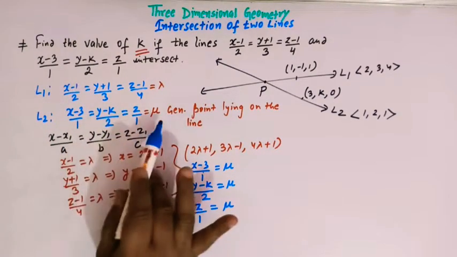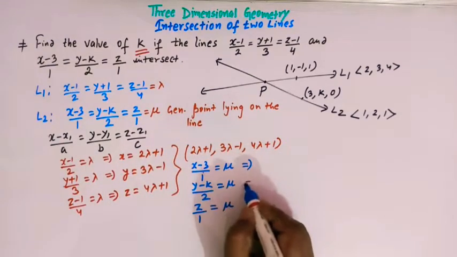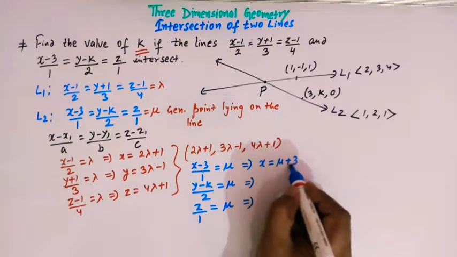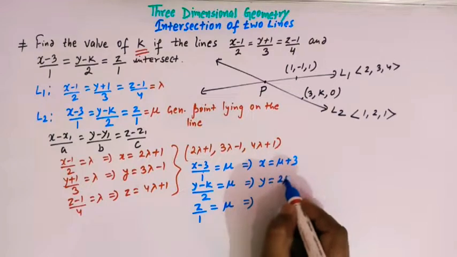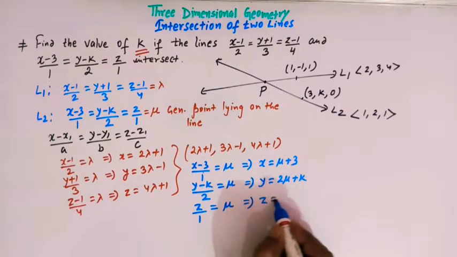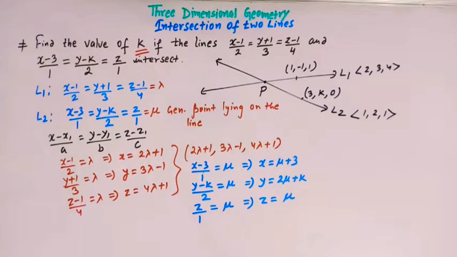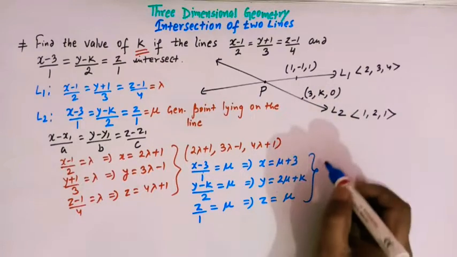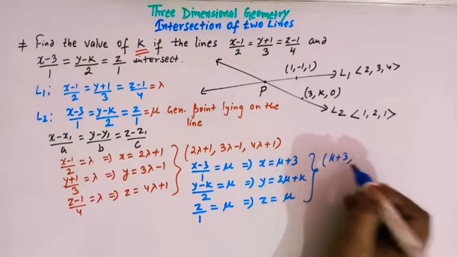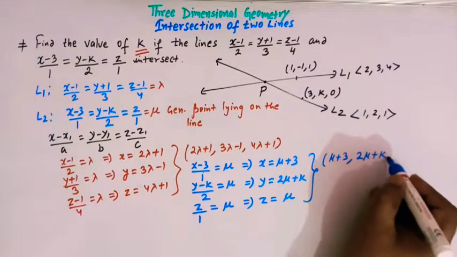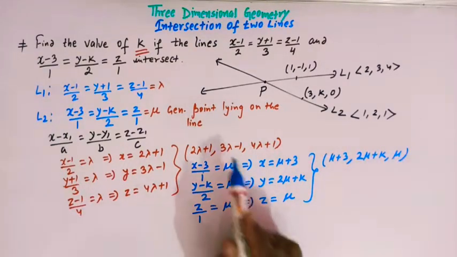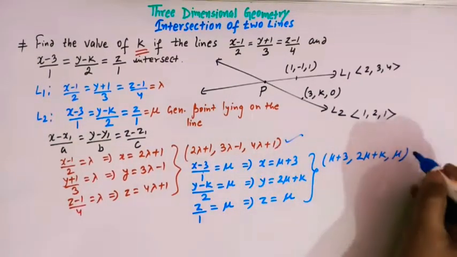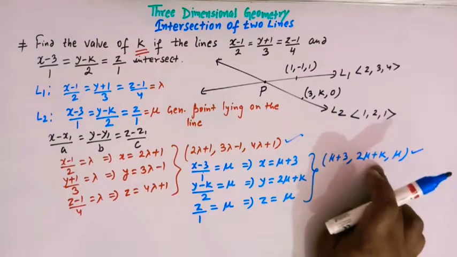So from these three equations we have x = mu + 3, y = 2 mu + k, and z = mu. So now the coordinates of the general point lying on this line L2 are given by (mu + 3, 2 mu + k, mu). So the coordinates of the general point on line L1 are given by these coordinates, and on L2 by these coordinates.